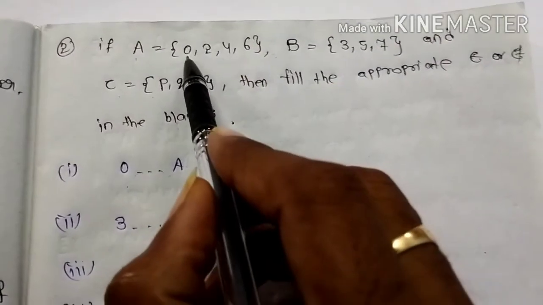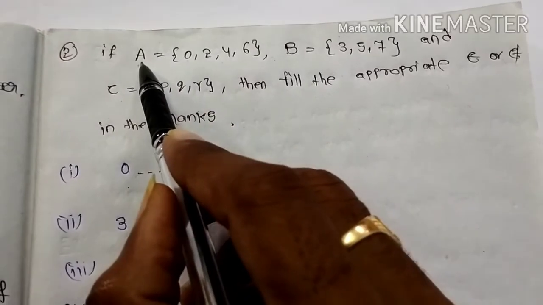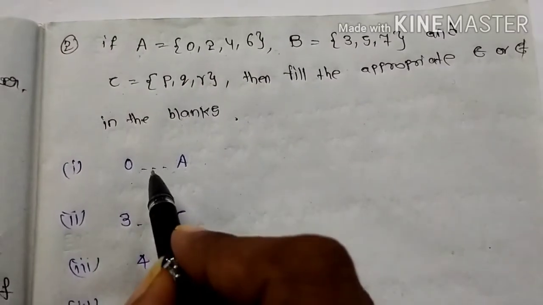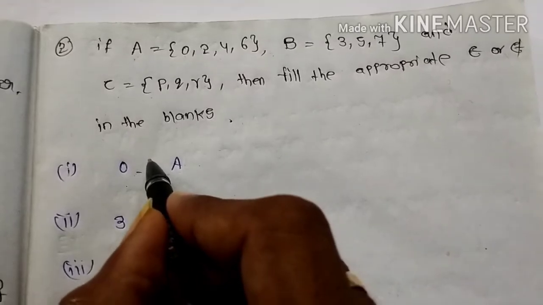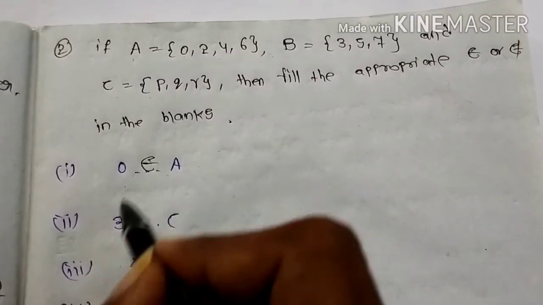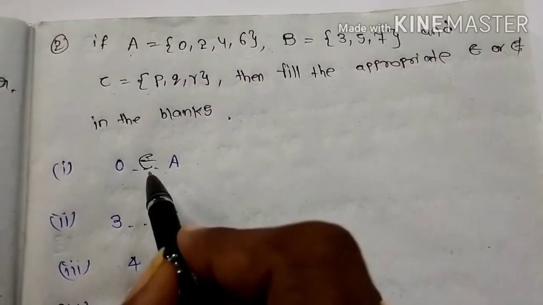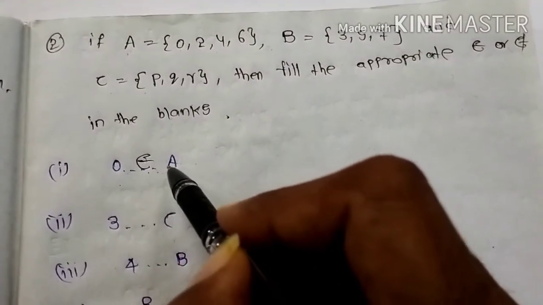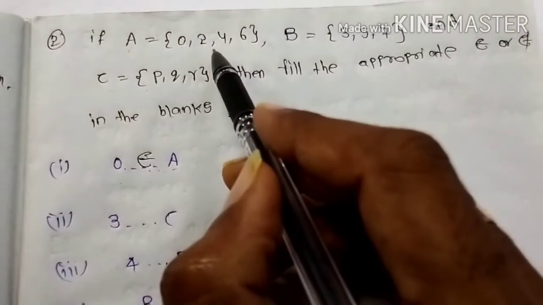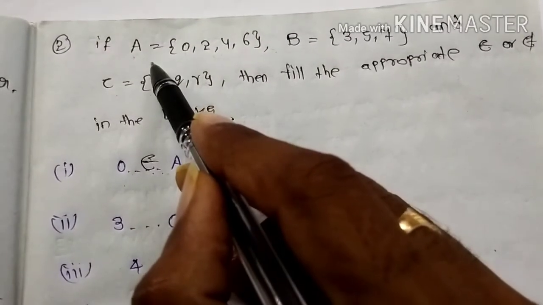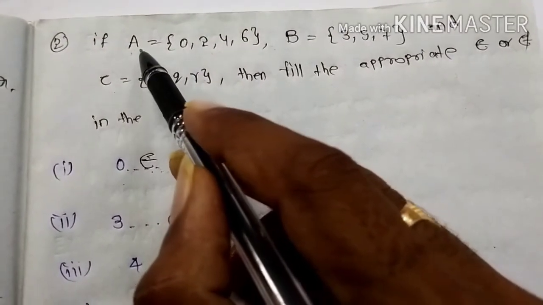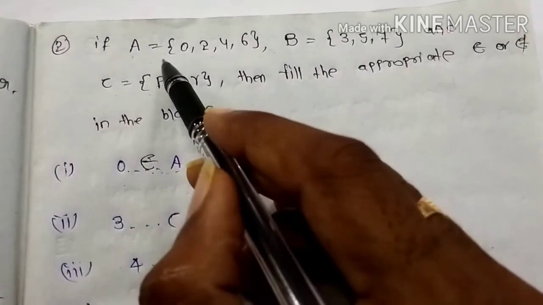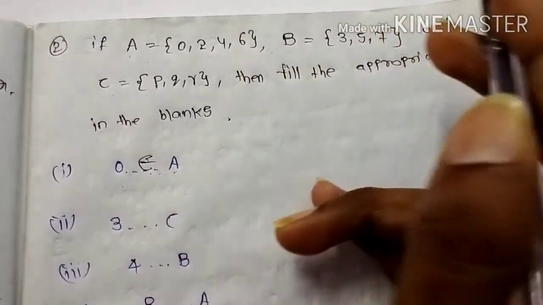Here, does 0 belong to A or not? Yes. So I can write belongs to. We can represent it with the belongs to symbol, because 0 is an element of A. If I ask whether 3 belongs to A, no, it does not belong to A. So you can write here 3 does not belong to A.